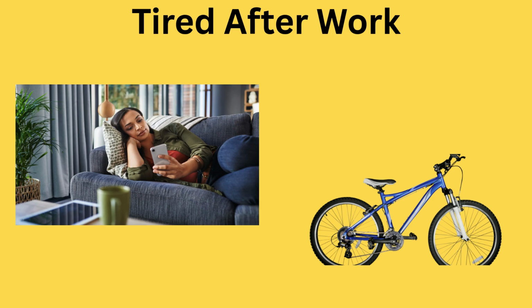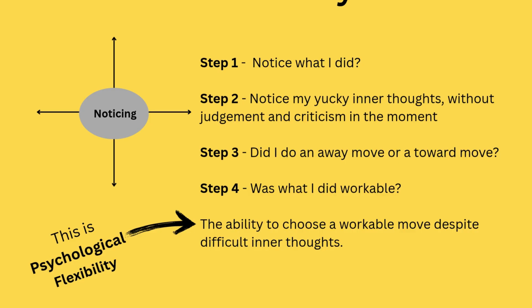It helps us to become aware of who or what's important and helps us make decisions, even to do things that are important to us, even when we really don't feel like doing that. So, this is the ACT matrix process. It starts by noticing what I did. And you also notice your yucky inner thoughts and feelings, but it's important to notice them without judgment and criticism in the moment. It doesn't help you to say, I was angry or I was mad and that's bad. It just makes it worse. So just notice it. And then notice what you do. And that's step 3. Did I do a toward move or an away move? And in step 4, ask yourself whether it was workable.